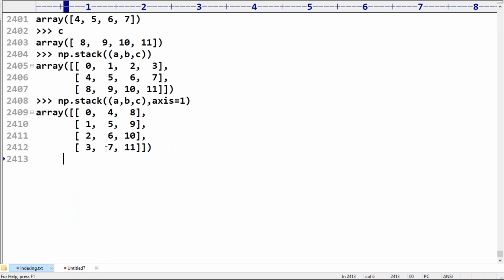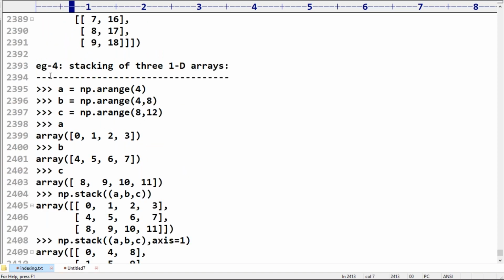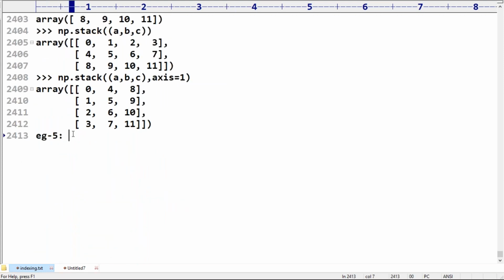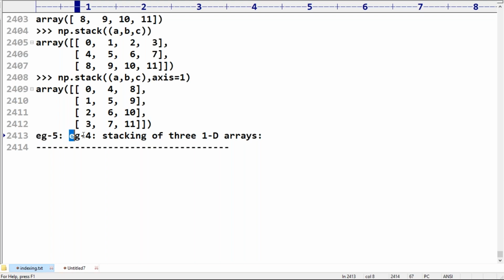Now let me take example 5. Here it is just the stacking of 2D arrays. Are you feeling any doubt about this one? Stacking of three 2D arrays.